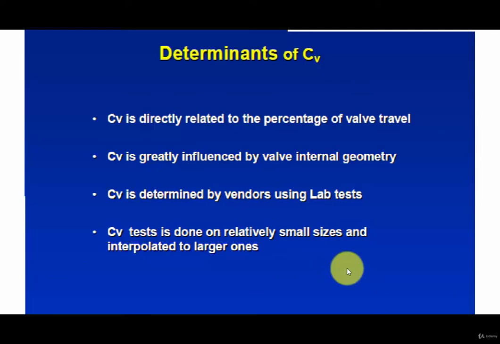So CV is determined by the above factors: valve travel, internal geometry, the practical determination of CV in lab tests, and the CV test done on relatively small sizes and interpolated for larger ones. So those are the determinants of CV.